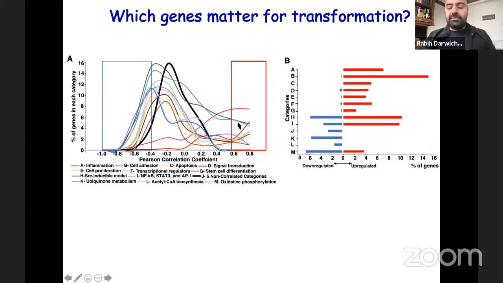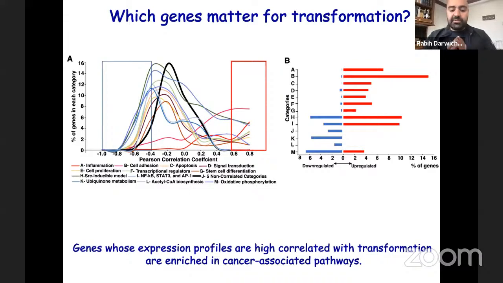From this experiment, we can say that it's correct that these 200 genes, like what is already known, are very associated with cancer. As we can see here, the genes that are correlated with transformation are also upregulated in cancer-associated cells, while the genes that are not correlated with transformation are not associated with cancer pathways. Conclusion: genes whose expression profiles are highly correlated with transformation are enriched in cancer-associated pathways.